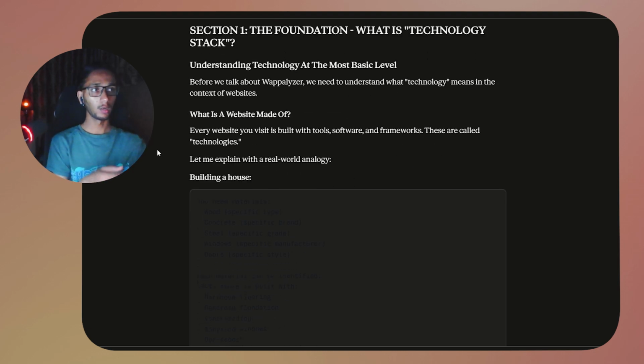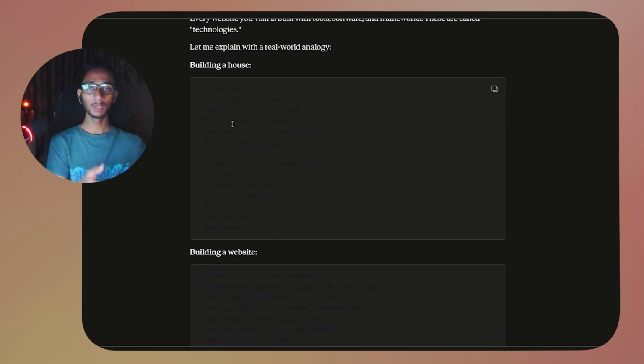So every website you visit is built with different tools, different software and frameworks, and these are actually called the technologies. For example, you want to create a home. A home is made of wood, for example, concrete, steel, windows and doors. When you combine all of these materials, it creates something we call a home, right?